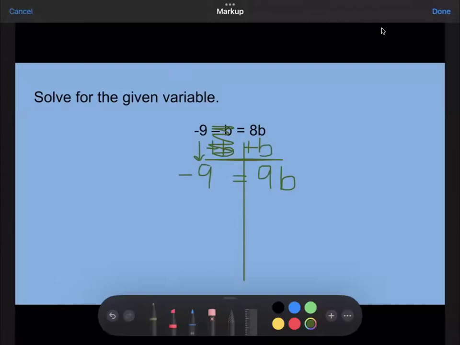And now I want to continue to get things away from b to solve it. So the opposite of multiplying b times 9 is to divide b by 9. So that's what I'm going to do. Divide by 9, and the other side divide by 9 as well. What happens here is 9 times b and then divided by 9 brings us right back to b. And that would be true with any number. So I'm going to go ahead and cancel that and put b right here. And then on the other side, -9 divided by 9 is -1. So in this case, b is equal to -1.